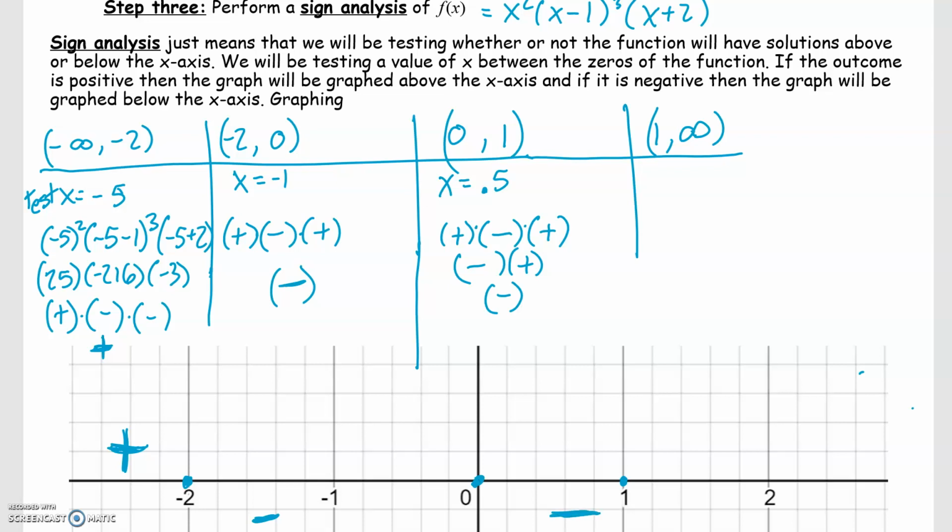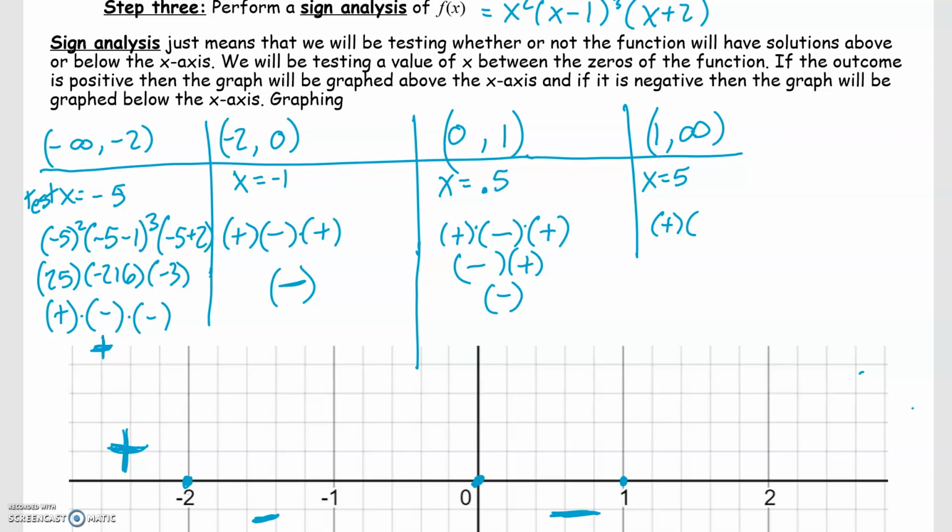All right, next problem. We need to pick a number between 1 and positive infinity. So let's try 5. So we have x equals 5. If I substitute 5 back into my function up here, I end up with 5 squared, which is positive 25. Then for the next term, I end up with 5 minus 1. 5 minus 1 is 4.